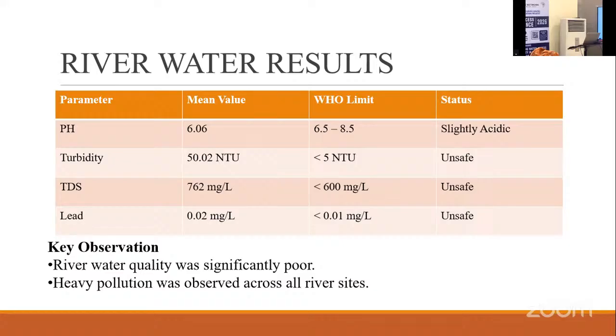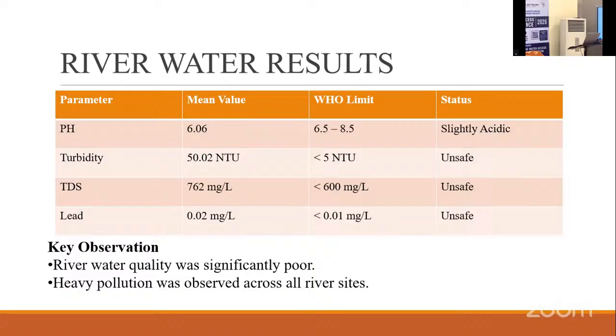Then the river water results, what we obtained after analyzing the samples collected from the river sources. The pH was found to be 6.06. When compared with the WHO standard of 6.5 to 8.5, it is slightly acidic. Then the turbidity was found to be 50.02 nephelometric turbidity units, NTU. It is supposed to be less than 5 NTU. This is highly unsafe for consumption.